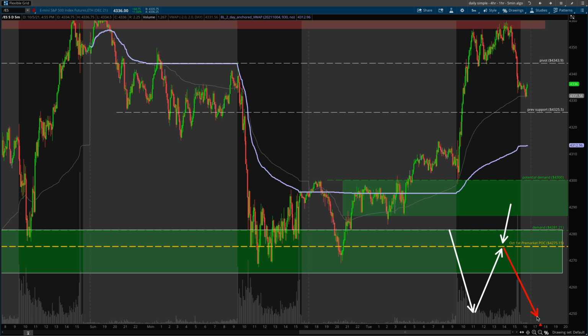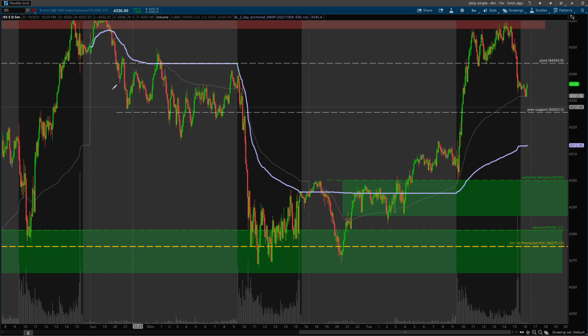You want to try to have some sort of game plan for the day. It's not necessarily a bias, in my opinion. It's more so just understanding where points of control are, where the 2-day anchored VWAP is, where are your demand and where are your supply zones, because those are some of the most powerful edges we have in the market.